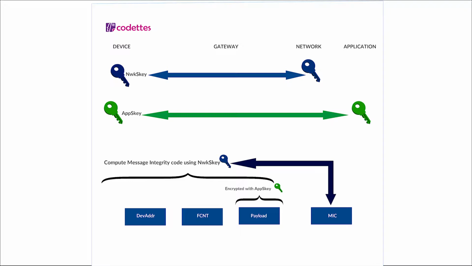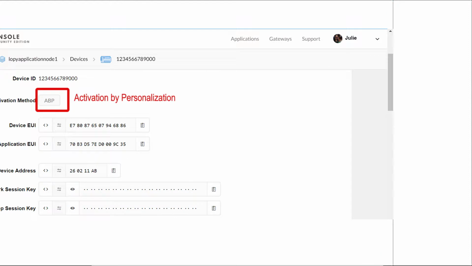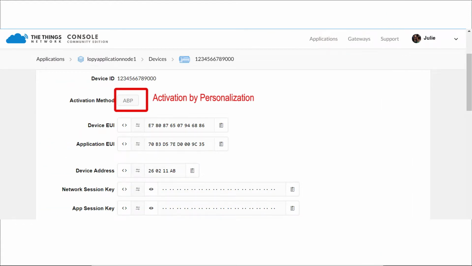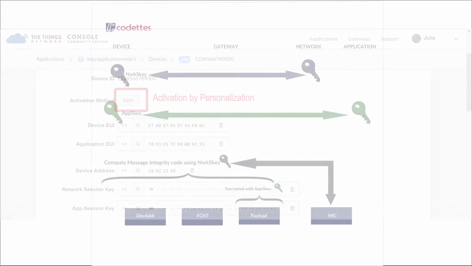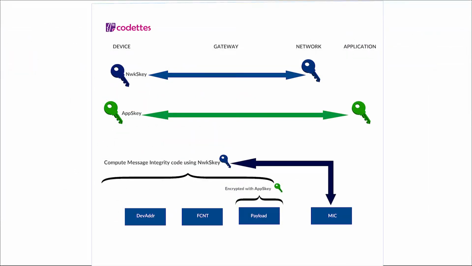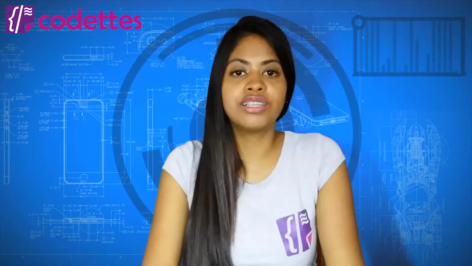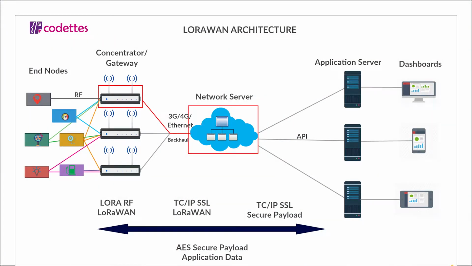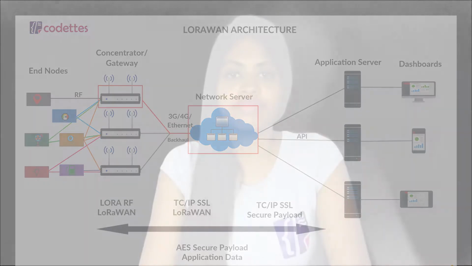The second method for the network join is ABP, activation by personalization. In this case, the device session keys are inserted by the user. Thus, it is possible to have security issues. So we just went over the LoRaWAN architecture. Let's go ahead and start with the first installation. We're going to start off by installing and programming the LoRaWAN gateway and connecting to the TTN server.